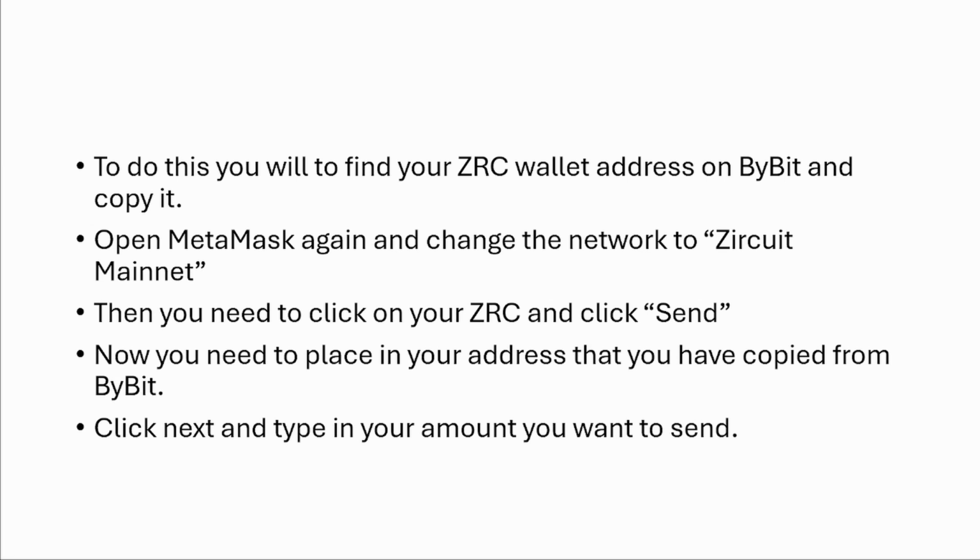Open MetaMask again and change the network to ZIRCUIT mainnet. Then you need to click on your ZRC and click send. Now you need to place in the address that you have copied from ByBit. Click next and type in the amount you want to send. You can also click send max if you want to send all of the ZIRCUIT tokens.